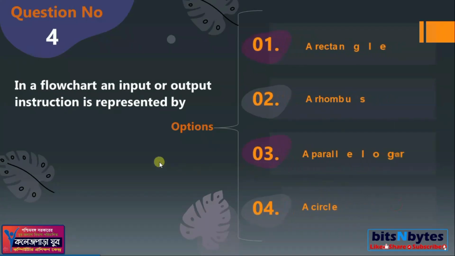Question 4. In a flowchart, an input or output instruction is represented by 1. A rectangle. 2. A rhombus. 3. A parallelogram. 4. A circle. Answer: a parallelogram.